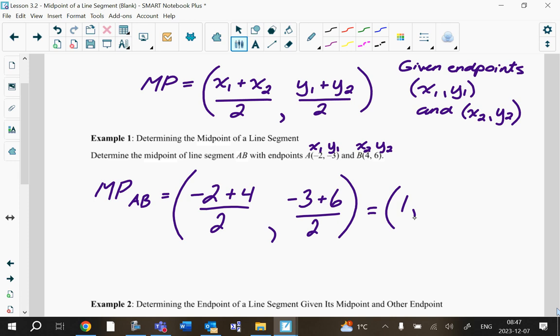-3 plus 6 is 3, and 3 divided by 2. Well, remember what I said: if you can't divide it cleanly, you can always leave it as a fraction. So 3 divided by 2, or 3 over 2. If you changed it to 1.5, it's still right, but you don't need to. You can leave it as a fraction. Just make sure it's reduced. And that's it.